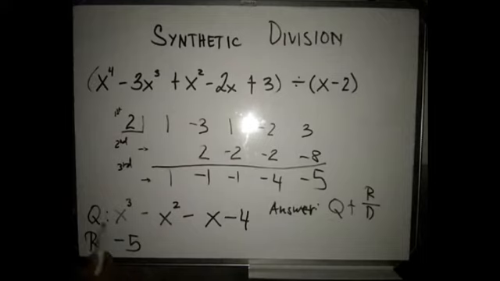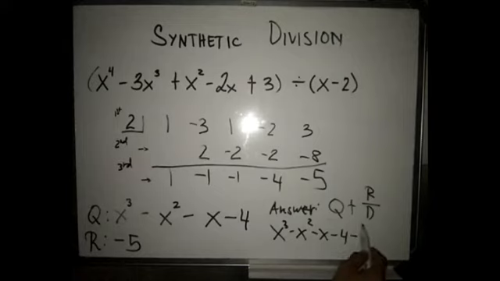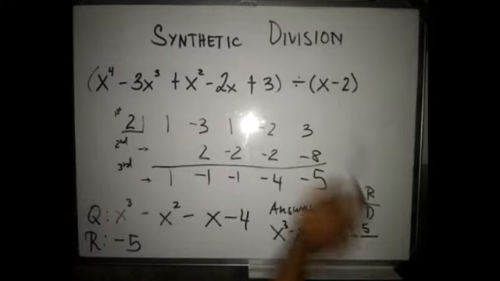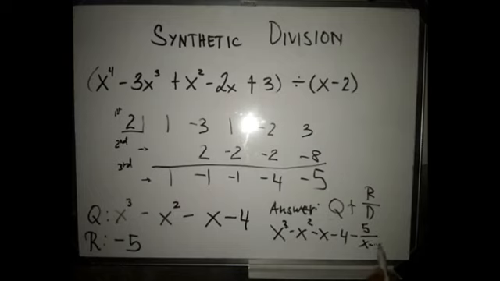So in this case, yung quotient natin, that is x cubed minus x squared minus x minus 4. Yung remainder natin, negative 5 over the divisor. Ano yung divisor natin? X minus 2. So this is now the final answer.